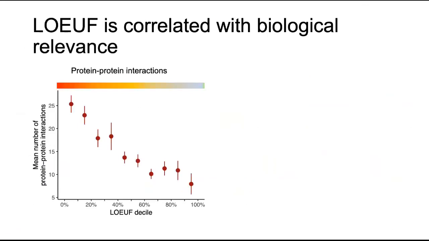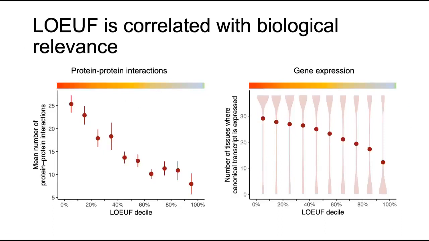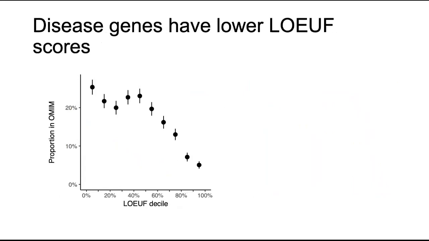More constrained genes tend to have more protein-protein interactions and tend to be more central to a protein-protein interaction network, as well as highly expressed across multiple tissues. So they tend to be expressed in more tissues than unconstrained genes. Disease genes have lower LUFT scores as well, so the ones on the left side are more likely to be found in OMIM.